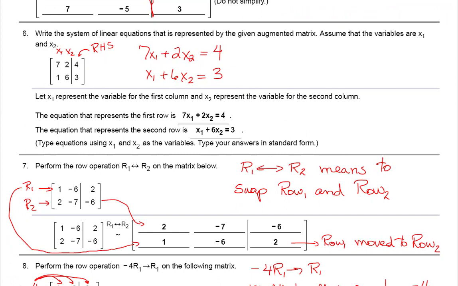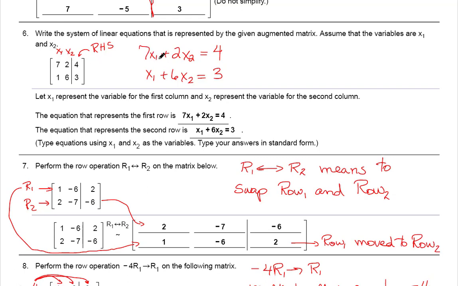Okay, so they are giving us the augmented matrix, and they're asking us to put back in the variables. Okay, so the vertical line is where the equals is. So I see a 4 and a 3. This represents the first variable x1. This is the second, x2.